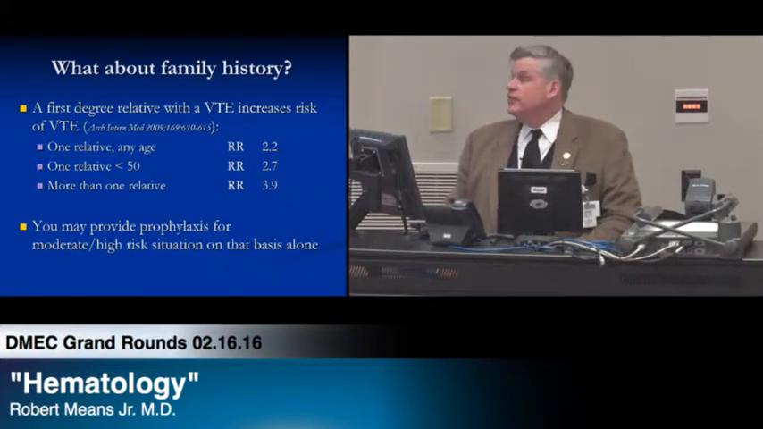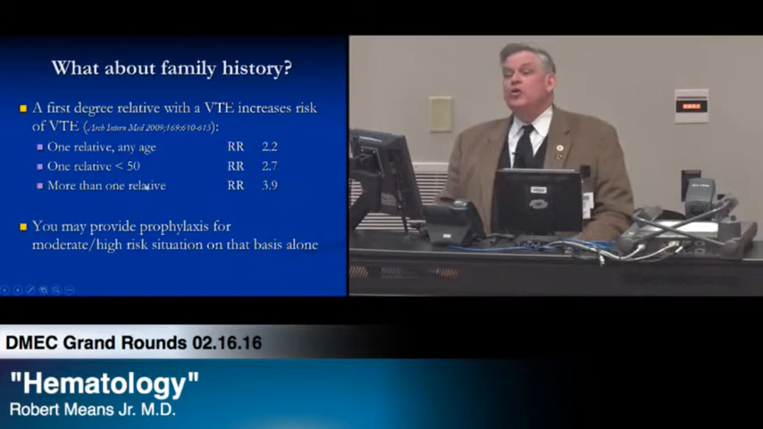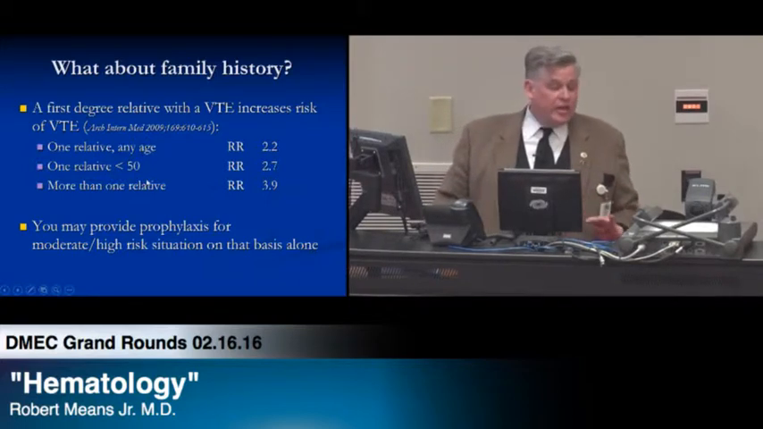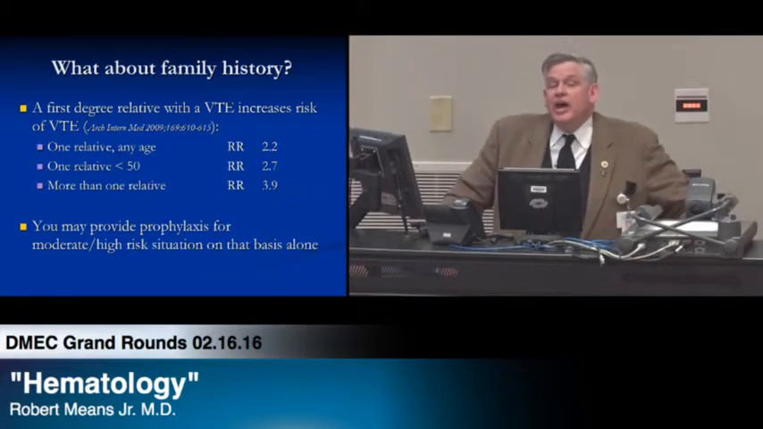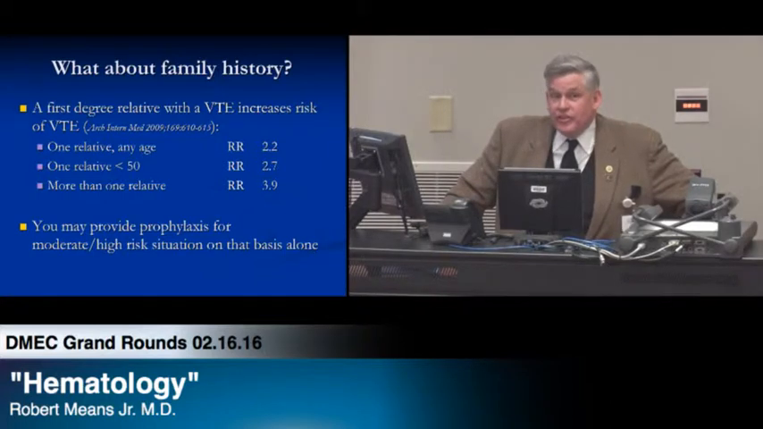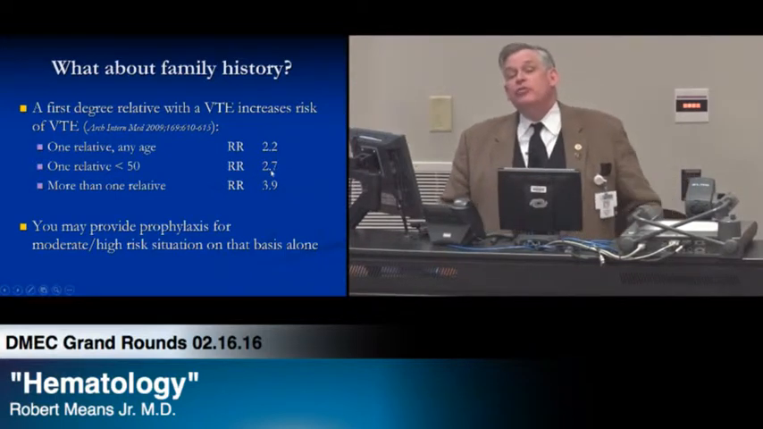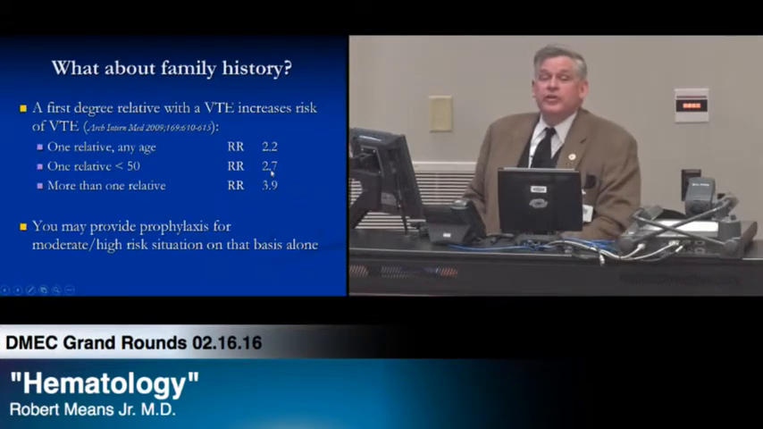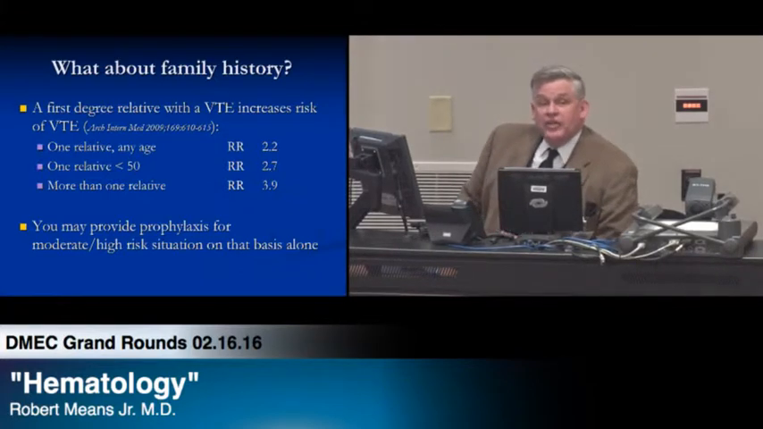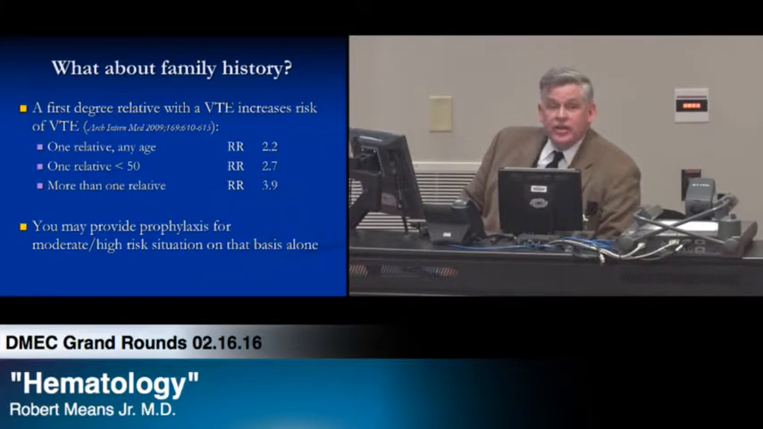If that relative is less than 50, which somewhat increases the probability of some of the more high-risk thrombophilic abnormalities, then it goes up just a little bit. But if you have two or more first-degree relatives who have had a DVT or a PE, then that alone makes your risk almost 4 times that of someone who doesn't have such a relative.